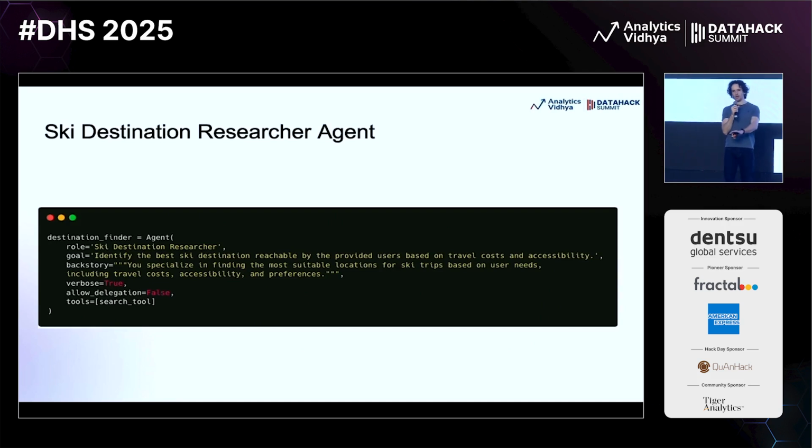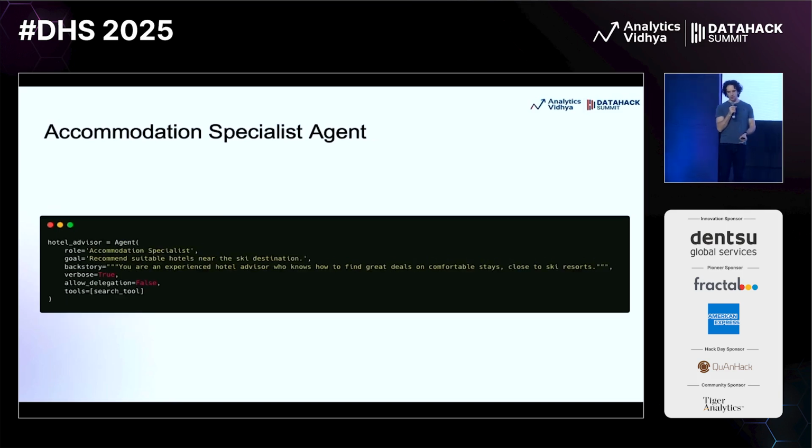We start with what I implemented. This is not all the agents, just the more important ones. There are many agents indeed. So we start with the ski destination research agent. This agent is about finding the ski destination based on the cost preferences. Then we have an accommodation agent. This agent is about finding the best hotel.